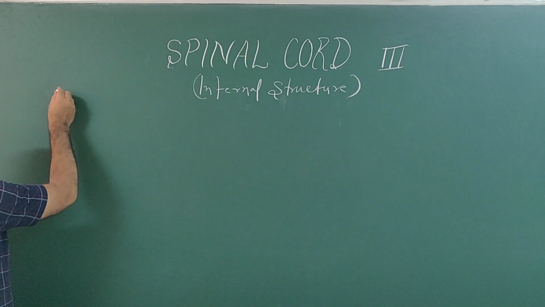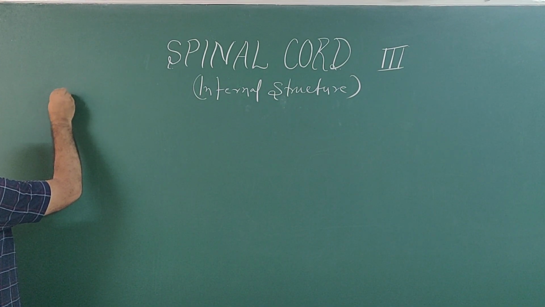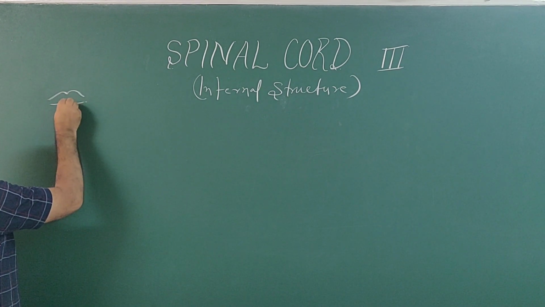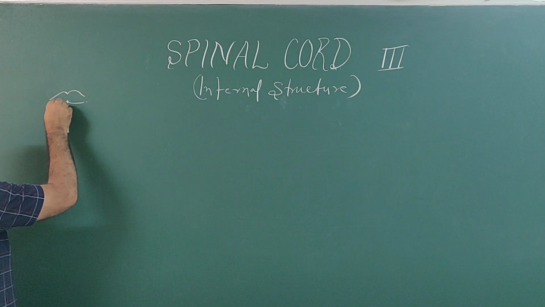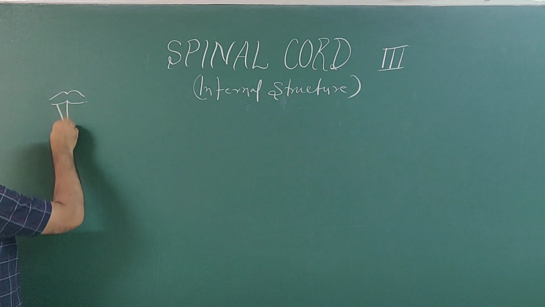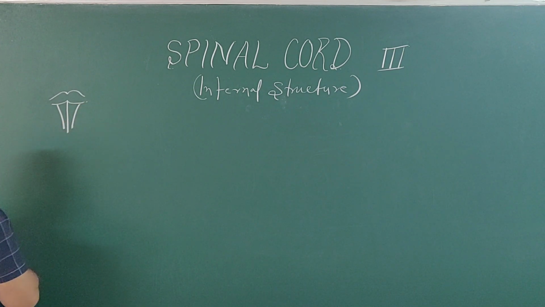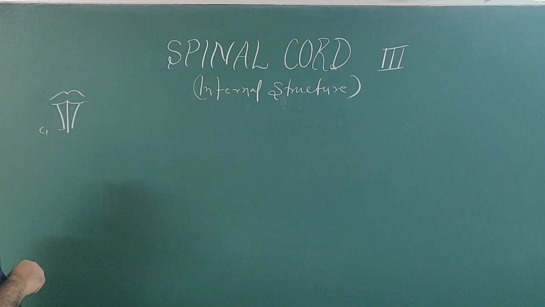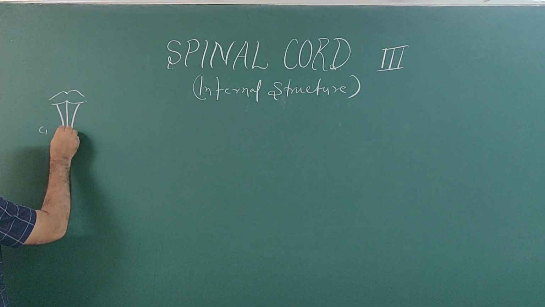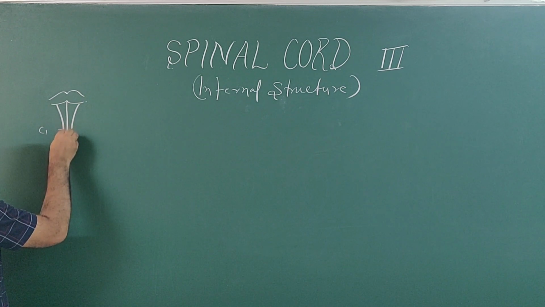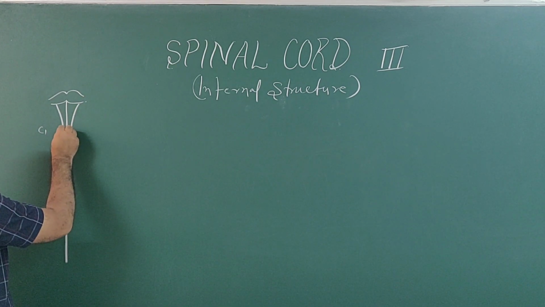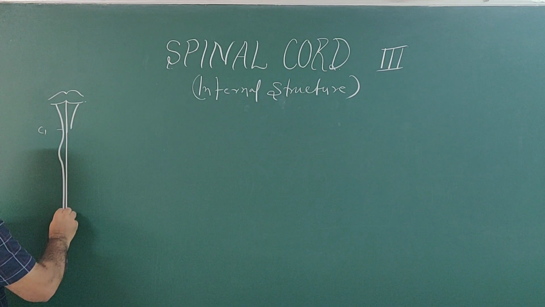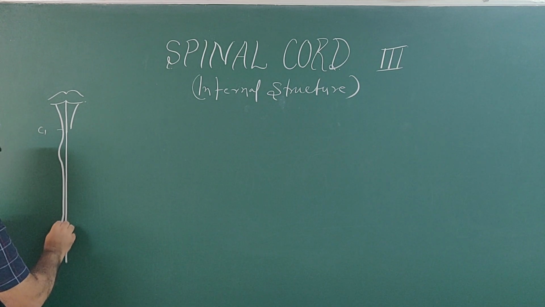First of all, we make a diagram. Here is the pons, this is the medulla oblongata, and this is the level of the upper border of the posterior arch of C1. From here the spinal cord starts. This is the spinal cord. This is the cervical dilatation, or cervical enlargement.